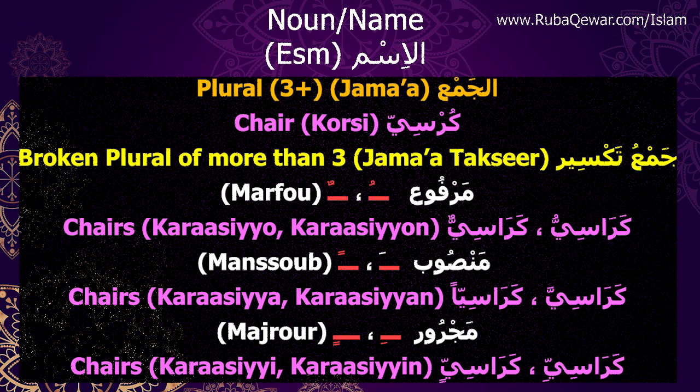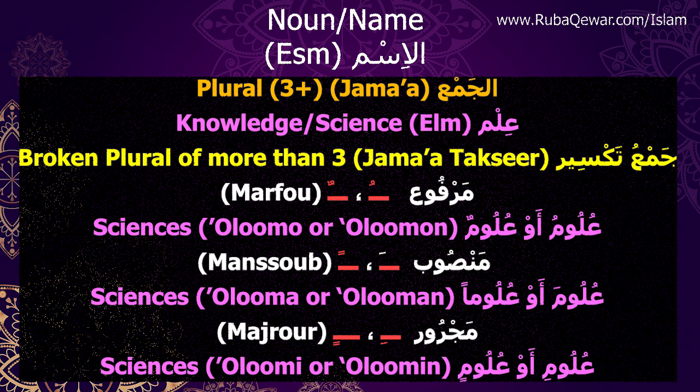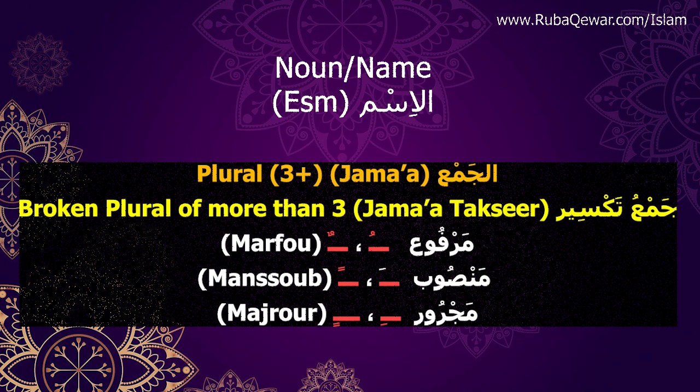So for example, kursi, they cannot say kursiyun or kursiyat. Although this is correct, you know, grammatically is correct, but they never say it. They don't say kursiyun. They just say kerasi. But when we identify the grammar, we identify the grammar as it is mufrad. So for example, we have abid, means servant of Allah. We don't say abdun or abdat. We say abid. Ilm, ilm means science. But when we talk about sciences, we don't say ilmun, we say ulum. Ulum means sciences.